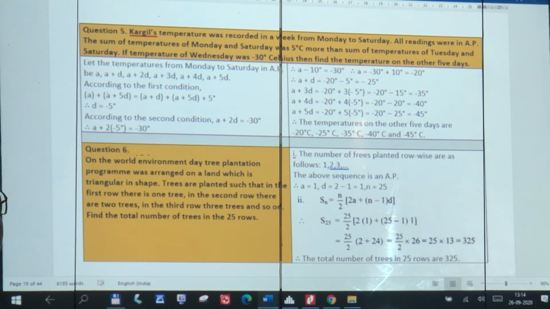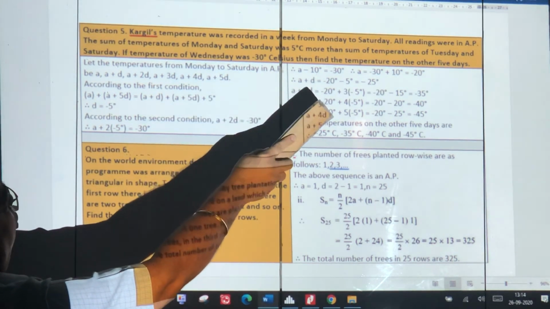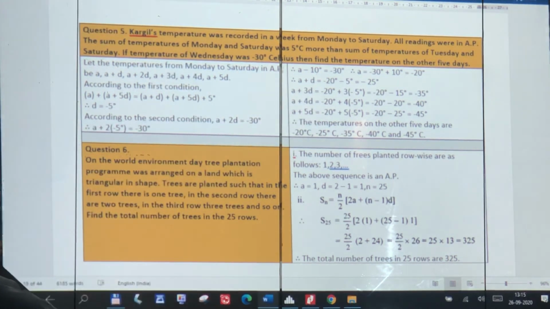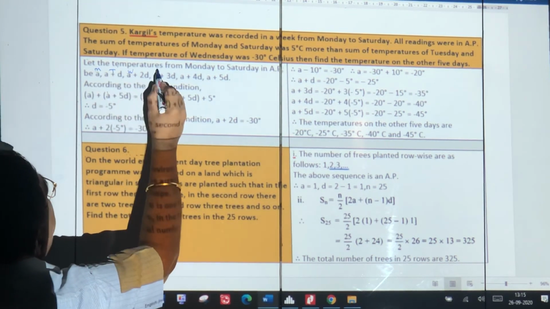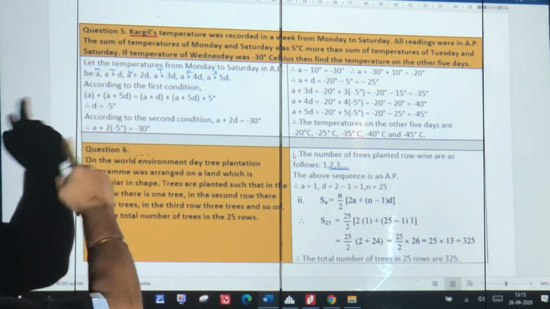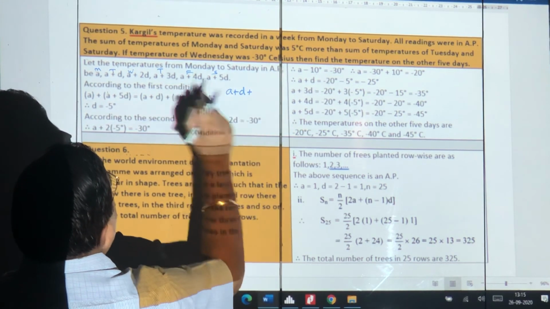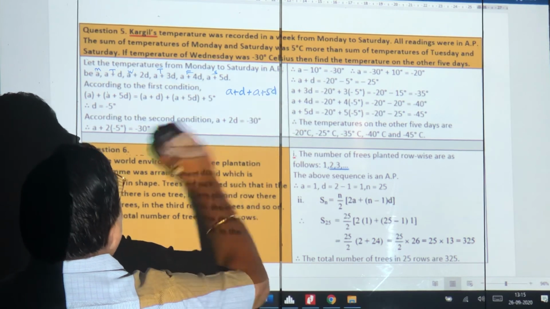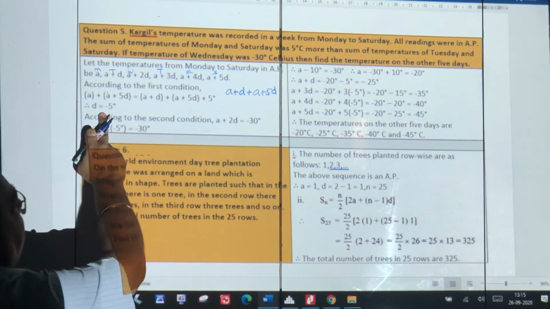The sum of Monday and Saturday was 5 degrees more than the sum of Tuesday and Saturday. So I write Monday, Tuesday, Wednesday, Thursday, Friday, Saturday to understand, and I am supposed to find the sum of Monday and Saturday and of Tuesday and Saturday. This is how I find it, and then I will find the difference.